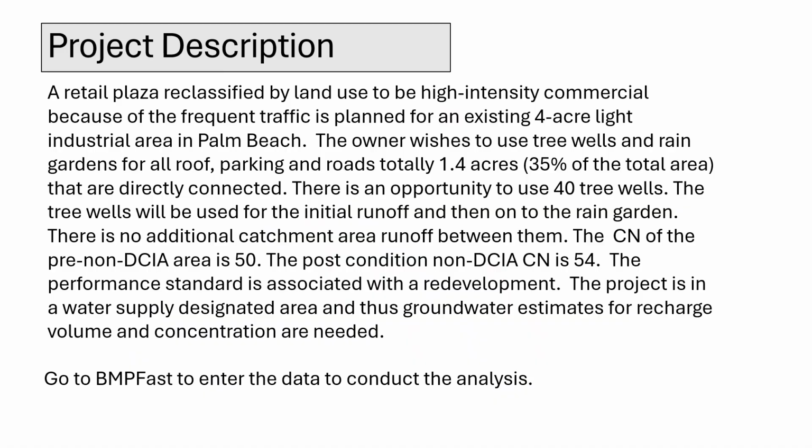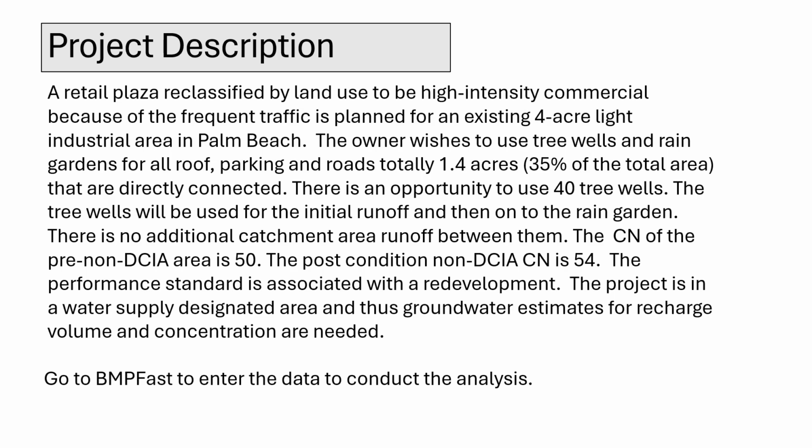We're looking at an example project taken directly from a permit application, though some of the data have been adjusted to better illustrate the benefits of using a rain garden in this scenario. The project involves developing a retail plaza on an existing 4-acre light industrial site in Palm Beach. This site is being reclassified as high-intensity commercial primarily due to the anticipated increase in frequent traffic. The owner plans to integrate tree wells and rain gardens to manage runoff from all impervious surfaces, including roofs, parking areas, and roads. These directly connected impervious areas total 1.4 acres, which is about 35% of the entire site.